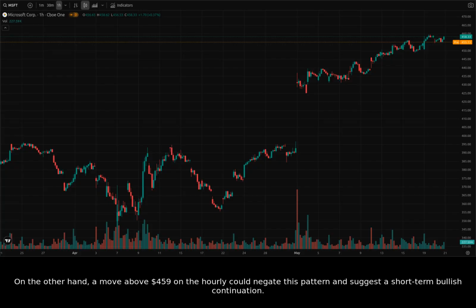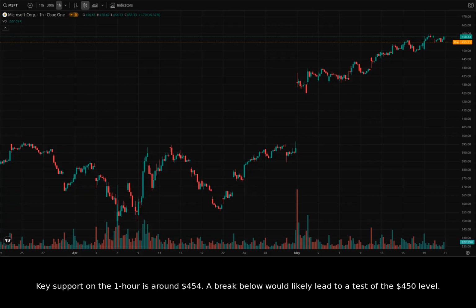On the other hand, a move above $459 on the hourly could negate this pattern and suggest a short-term bullish continuation. Key support on the 1-hour is around $454. A break below would likely lead to a test of the $450 level.